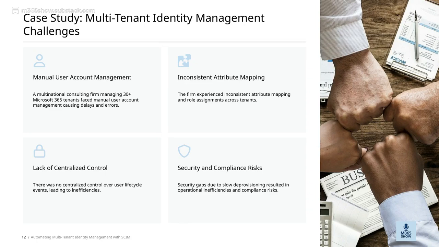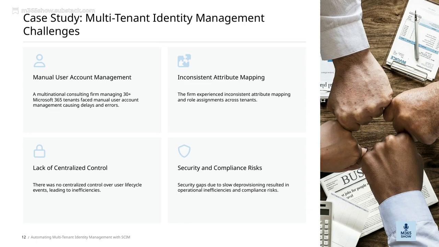Another critical point is the lack of centralized control over user lifecycle events. Without a single, unified system managing these processes, it becomes difficult to maintain consistency and efficiency. This fragmentation can lead to mistakes and delays, impacting overall security and operational effectiveness. We also saw inconsistencies in attribute mapping and role assignments across different tenants. This inconsistency can cause confusion and errors, especially when managing multiple environments. It underscores the need for standardized processes and automation.